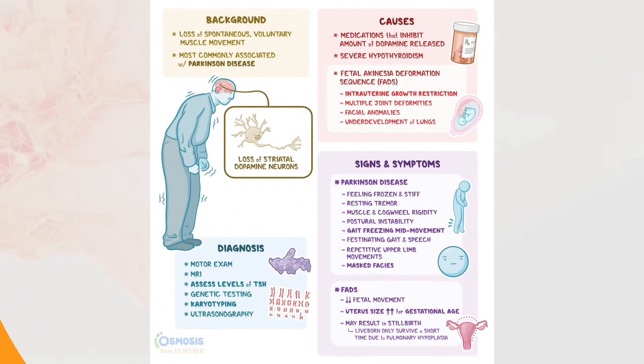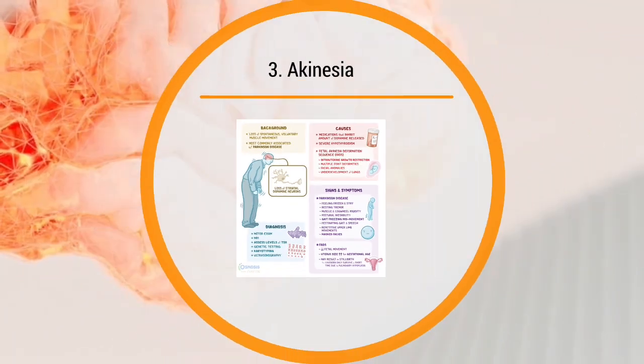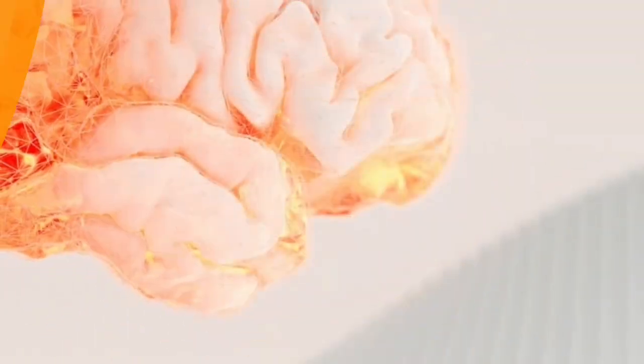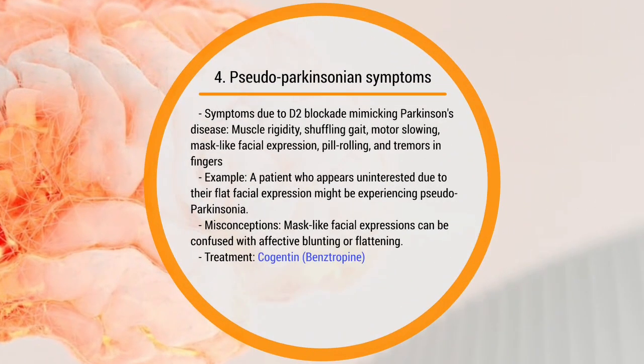Here's what it looks like in a nutshell, right? The lack of movement, akinesia. What's next? Well, pseudo-parkinsonian symptoms, right? From the nigrostriatal pathway that we covered earlier. So symptoms due to the D2 dopamine blockade, mimicking Parkinson disease. So those patients who have muscle rigidity, shuffling gait, motor slowing, mask-like facial expression, pill rolling, and tremors in the fingers. Let's see an example here.